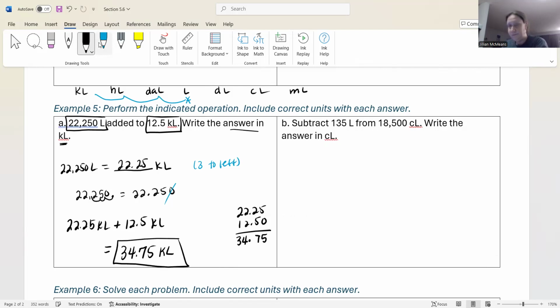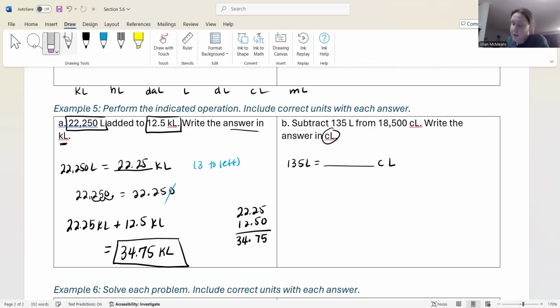And that's it. All right, so just make sure when you're doing these problems, you convert to whatever unit they want the final answer in, and then do your addition or your subtraction. Okay? For part B, we have that we're going to subtract 135 liters from 18,500 centiliters, and we want to write our answer in centiliters. So the first thing I need to do is take 135 liters and convert it to centiliters.